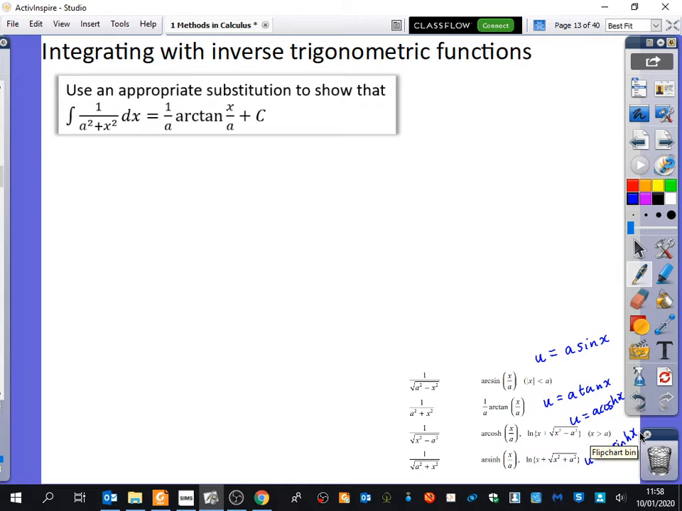They tell you which substitution you should be using simply because of what kind of function it is integrating to. So the formula book is going to give you that hint. I'm going to show you why those substitutions are the ones that work.